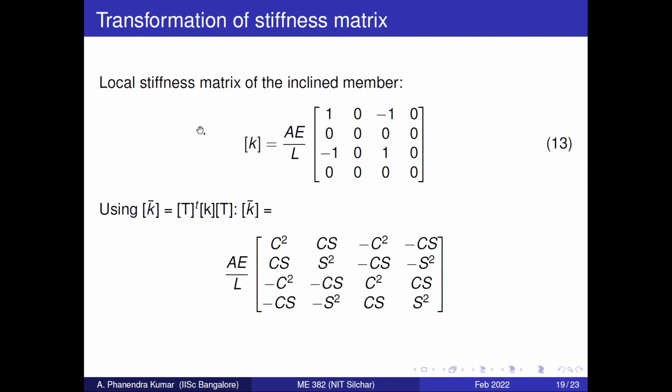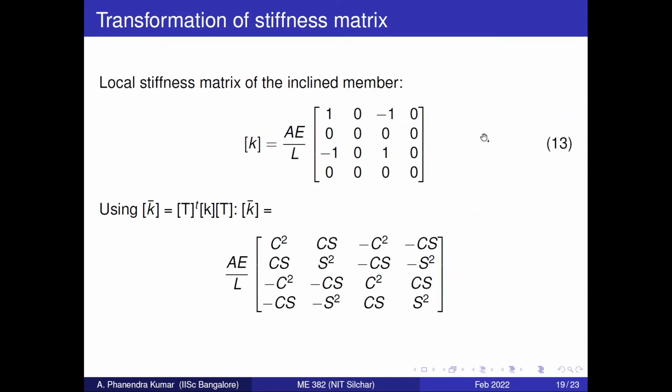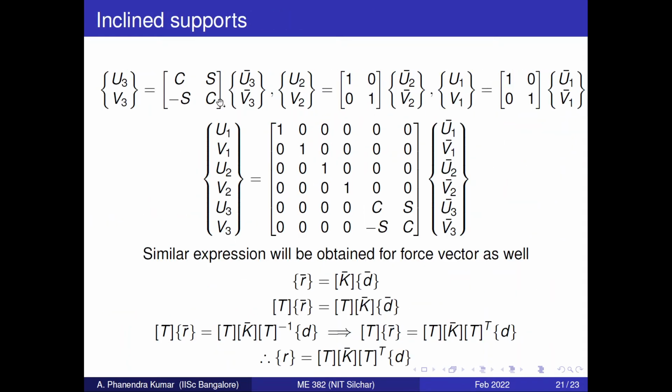Now, in the previous exercise, we combined the degrees of freedom of these two nodes into a single degrees of freedom vector, right? We have combined this in this way. The first 2 by 2 matrix corresponds to u1 v1, and the second 2 by 2 matrix corresponds to the second node. A similar thing we are going to do here also. The first 2 by 2 matrix corresponds to u1 v1, and the second 2 by 2 matrix corresponds to u2 v2.